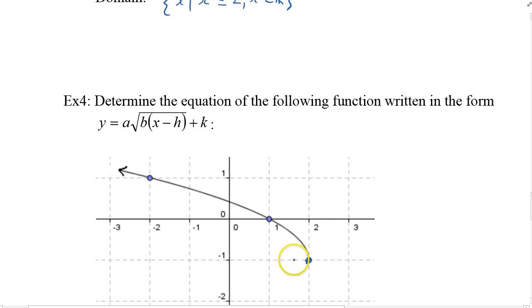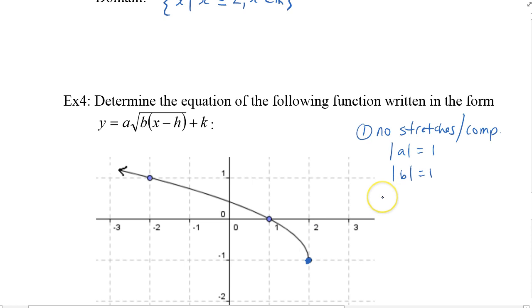Certainly my x is going in the opposite direction, so I'm going to recognize that there will be a reflection. But the first thing I'm going to note is that there are no stretches or compressions, which are really talking about the same thing. There's no stretches or compressions. So in other words, the absolute value of a is equal to 1, and the absolute value of b is equal to 1. When those are different than 1, then you have some stretches. I do have a reflection for sure, so I know at least one of them is going to be negative.